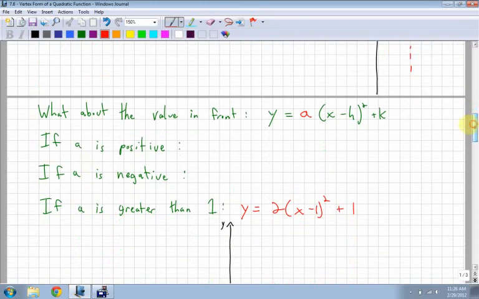What about the value in front? What if a is positive? Well, we know that it opens up. What if a is negative? We know that it opens down. Okay, so opens up means it's going to be like this. Opens down, it's like U and N. Opens down means it's going to be like that.